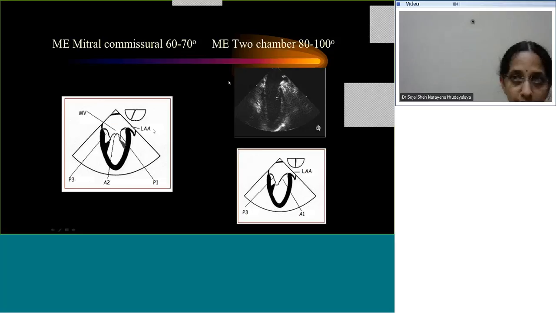Adding a little further, at around 90 degrees, what we get is a two-chamber view, which is again LA and LV, but here we have the leaflets which are different from the four-chamber view, which are A1 and P3, and we still see the left atrial appendage.